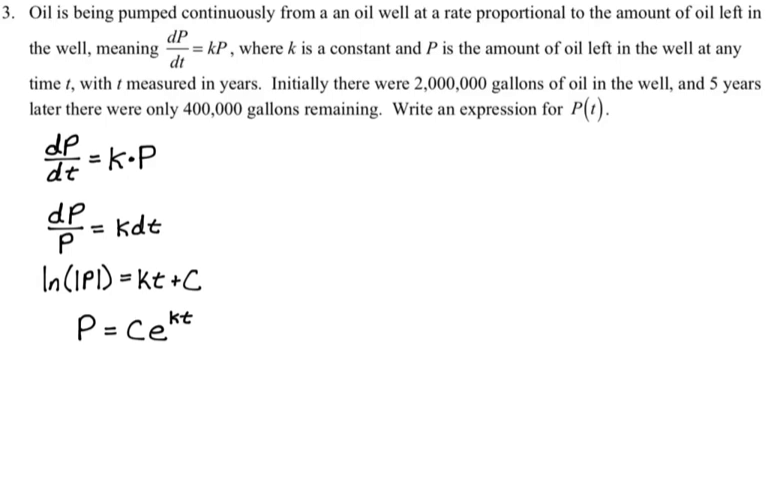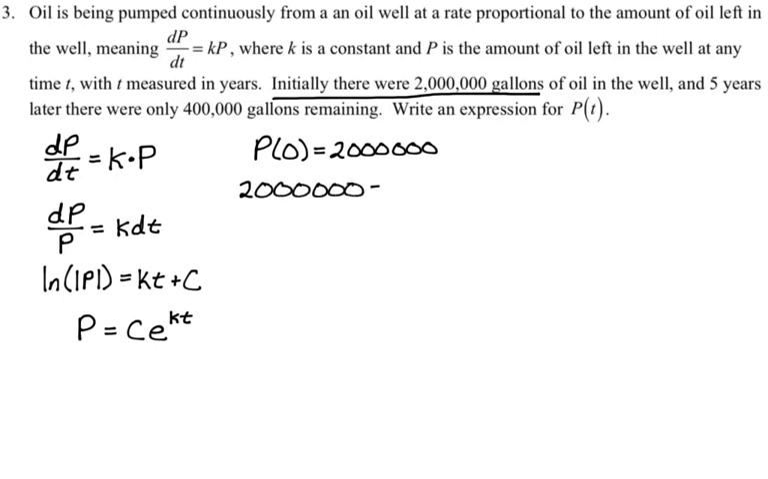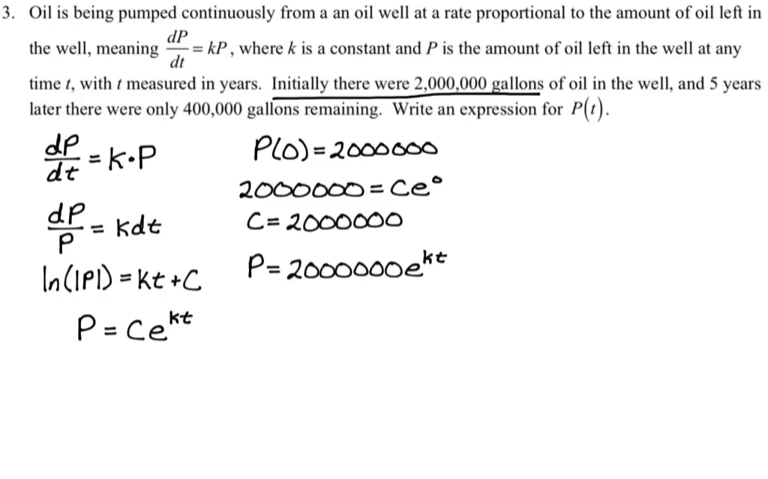So at this point, we just need to solve for C and we need to solve for k. We know there's 2 million gallons initially, so that means that P of 0 is 2 million. I really regret choosing numbers that are this big. All right, so let's plug in. 2 million is P of 0, which is equal to Ce to the 0, so C is definitely 2 million. Which means that now we're looking at 2 million e to the kt. All right, so we've got to solve for k.